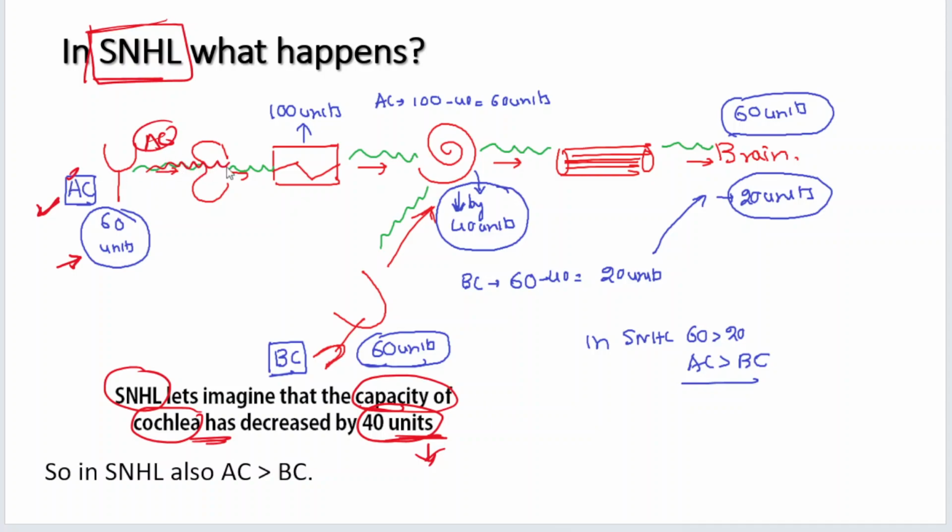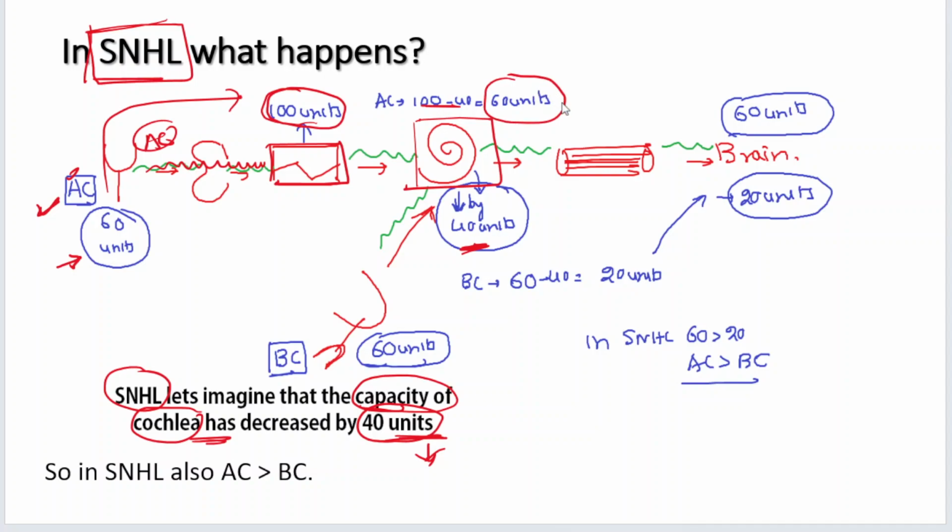It is going through the pinna, external auditory canal, and the middle ear transformer action comes in the way, increasing the sound from 60 units to 100 units. But what is happening? The cochlea has got damaged by 40 units. So 100 minus 40, 60 units. So only 60 units it is able to transmit through the eighth nerve to the brain. The brain perceives it as 60 units.